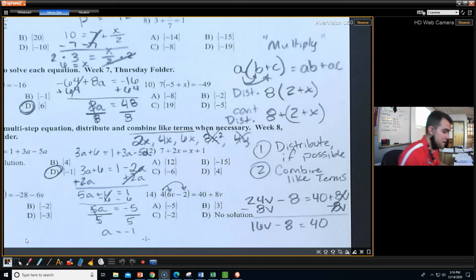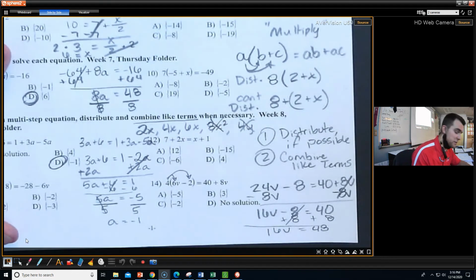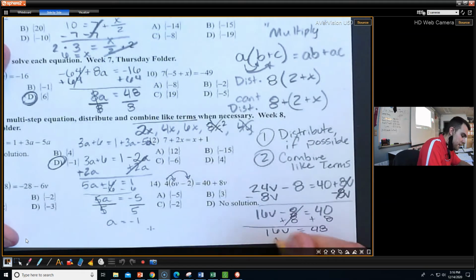Okay, we're back. All right. So I have 16v minus 8 equals 40. Again, undo the subtraction addition. So I'm going to add 8 to both sides. And so 16v equals 48. And then I have to undo the times 16. So when I divide both sides by 16, I get v equals 3.